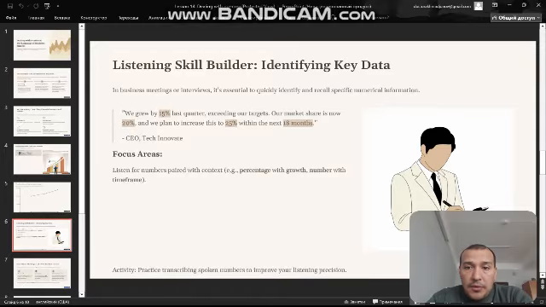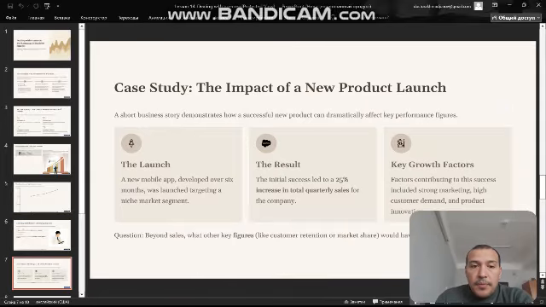So, listening skill builder, identifying key data. In business meetings or interviews, it is essential to quickly identify and recall specific numerical information. We grew by 15% last quarter, exceeding our targets. Our market share is now 20%, and we plan to increase this to 25% within the next 18 months. CEO, Tech Innovative. Focus areas: listen for numbers paired with context, percentage and growth, number with time frame.